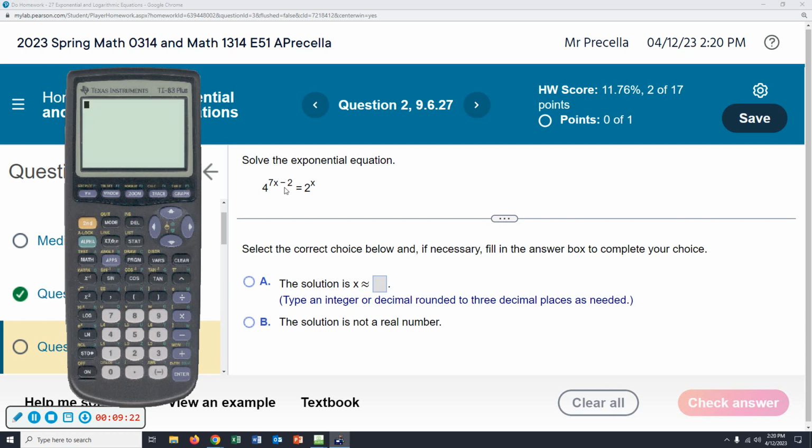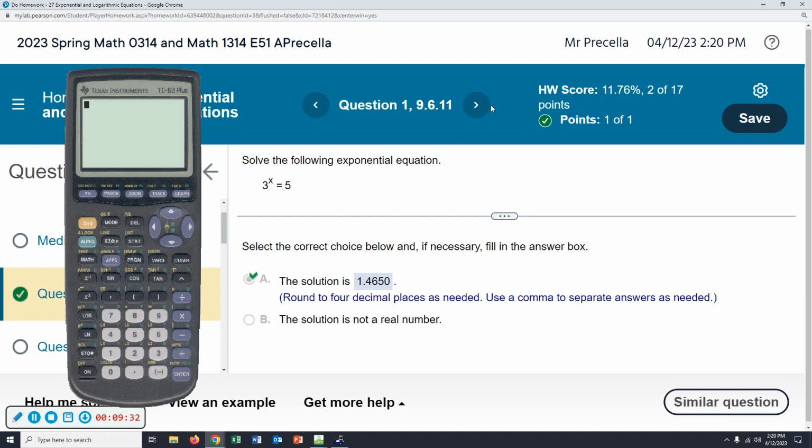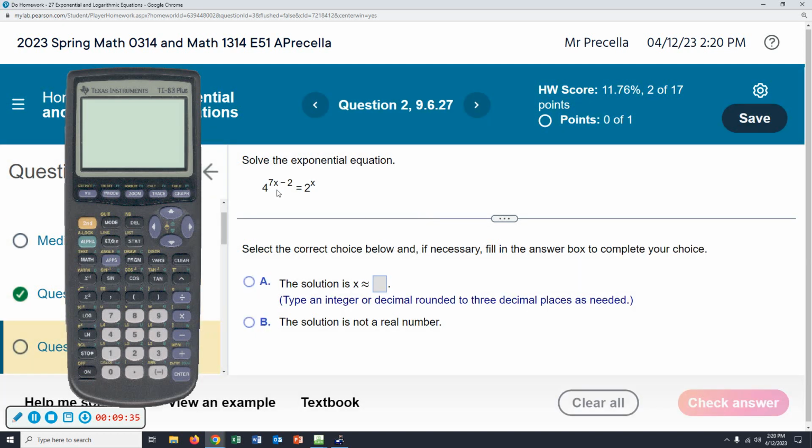Now, how does problem number 2 differ from problem number 1? Well, in problem 1, there's only one x. How many x's are there in problem 2? There's 2 different x's. So this is interesting. We could have solved it with the common base method, but we'll still do it using logarithms.